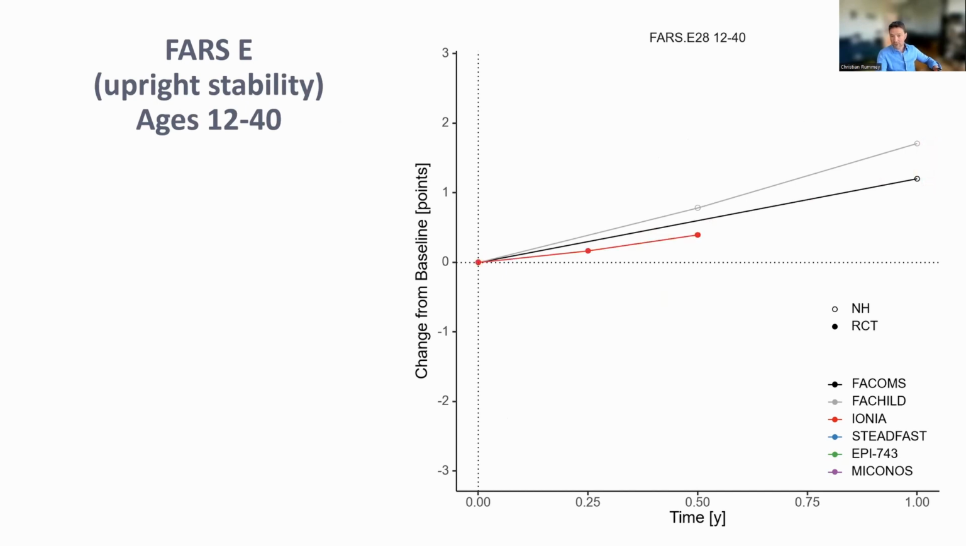Then we look at Ionia, very close to it. We look at Steadfast, a little bit of a dip here, but then back to natural history already at 6 months. Epi, increase all the way. Mykonos, just the same. This is what we need to look at. There is very little placebo effect in the axial portion of the mFARS.